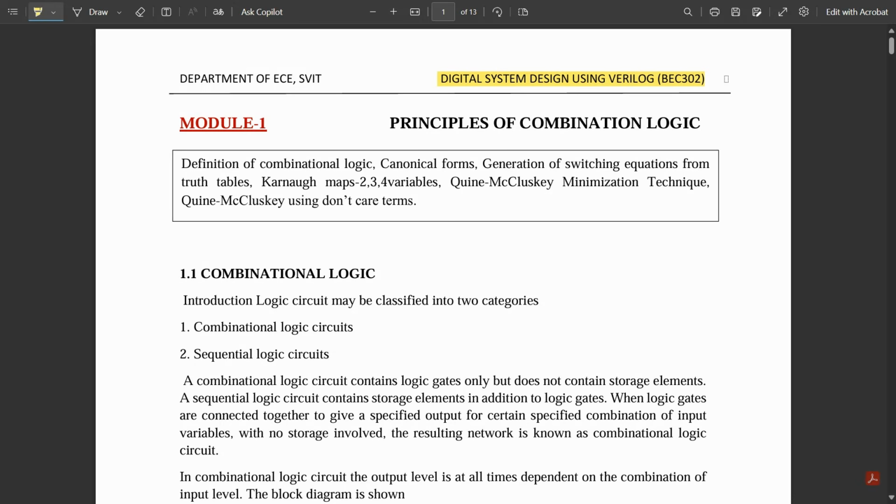So let us start with the first module, that is module 1. The name of the module is Principles of Combinational Logic. These notes, I'm going to pin in the description. So go and download it and access it.